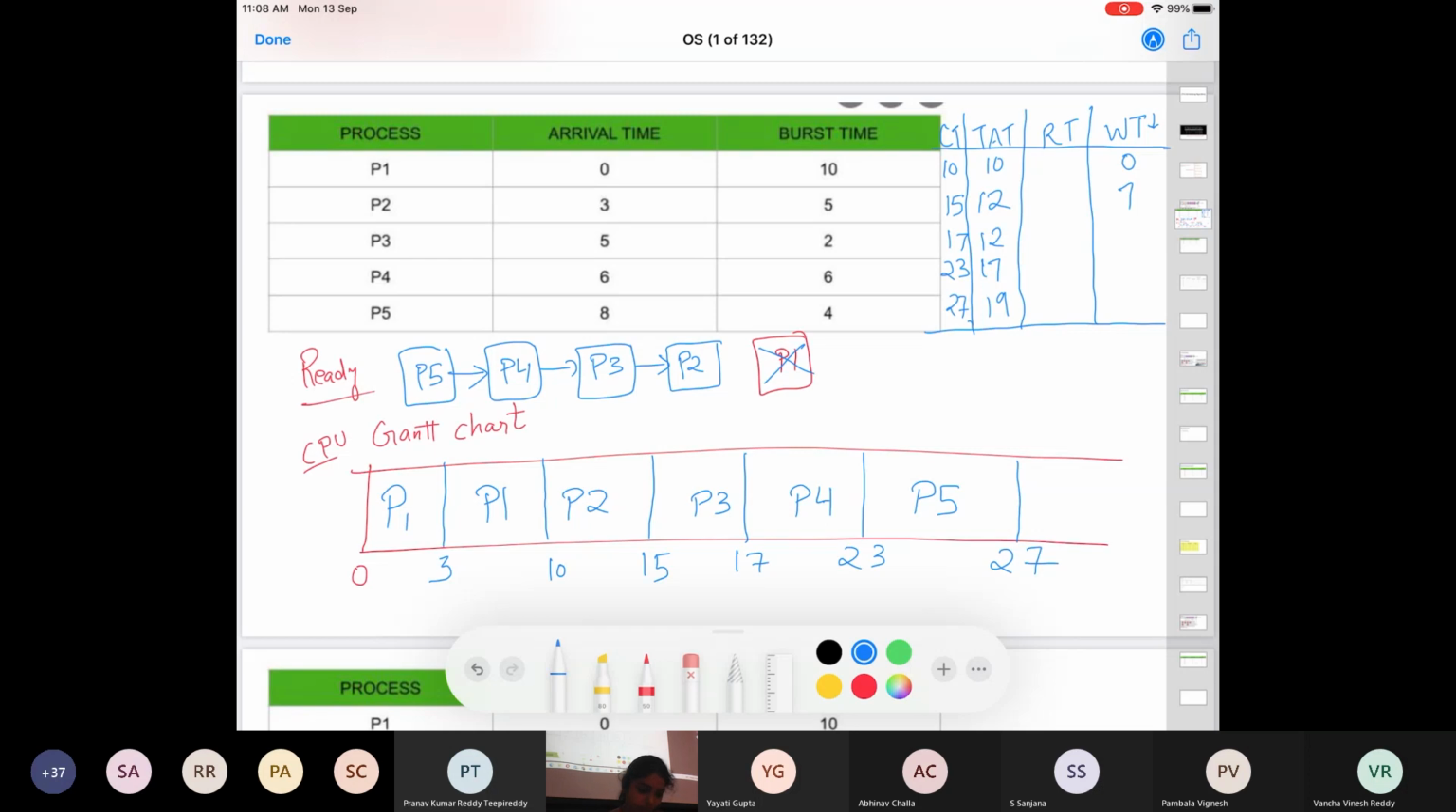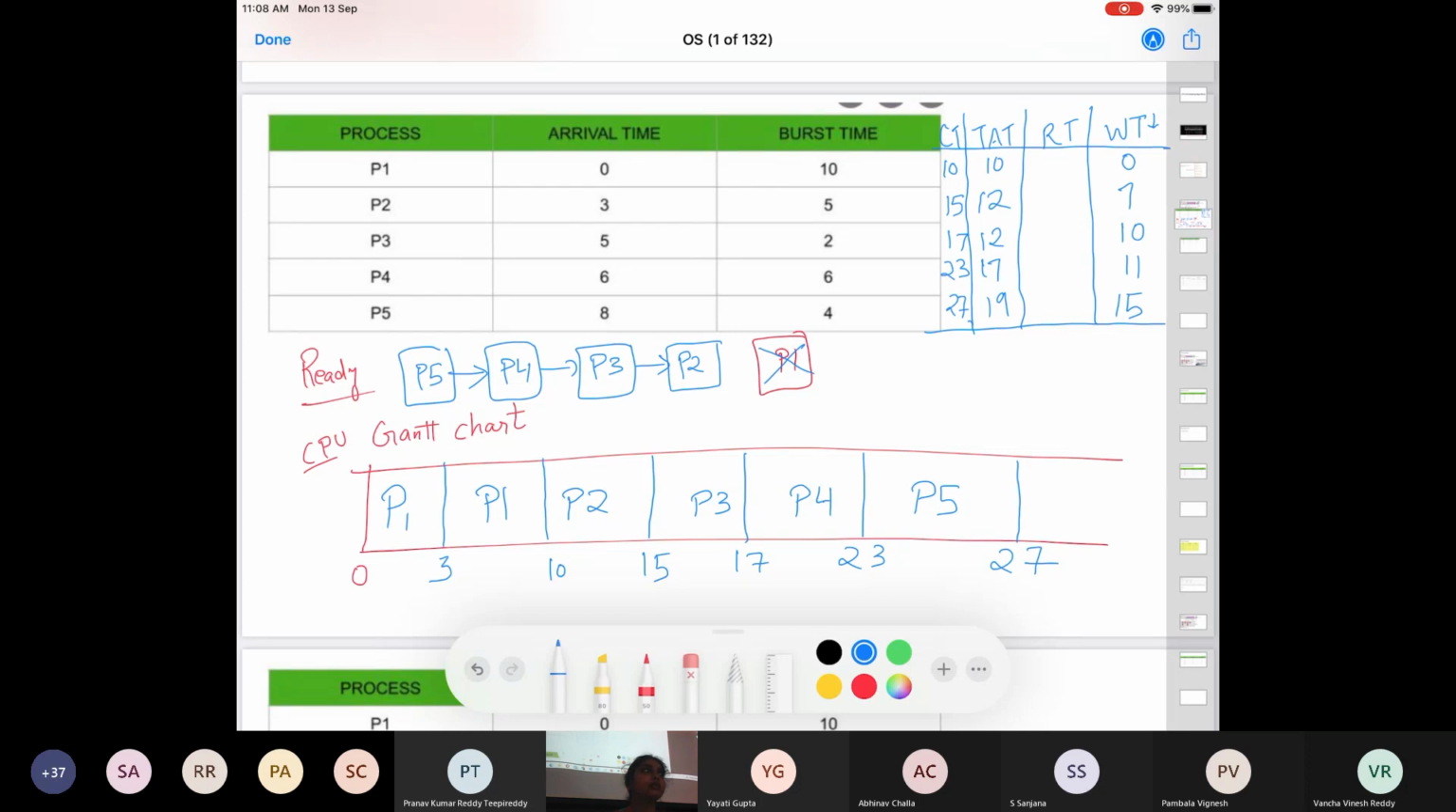Okay, let's look at it for P3. So P3 arrival time was 5 and it got CPU at 15. So it is 10 for P3. P4 came at 6, got the CPU at 17. So waiting time is 11. And for P5 it came at 8, got CPU at 23. So it is 23 minus 8. Okay. And let's look at the response time.